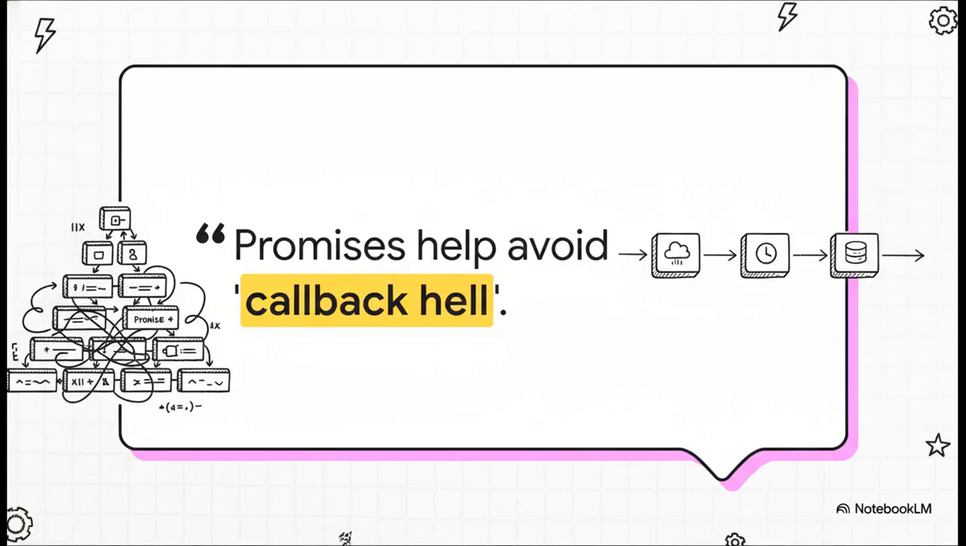So why does this matter so much? Well, the crucial point is that promises were specifically designed to solve a nasty problem known as callback hell. You know, that messy, nested pyramid of functions you get when dealing with multiple asynchronous tasks. Promises let you chain these tasks in a clean, flat, and totally readable way.